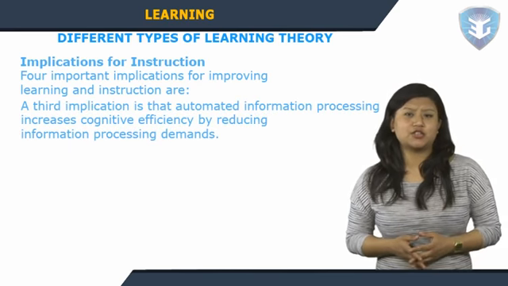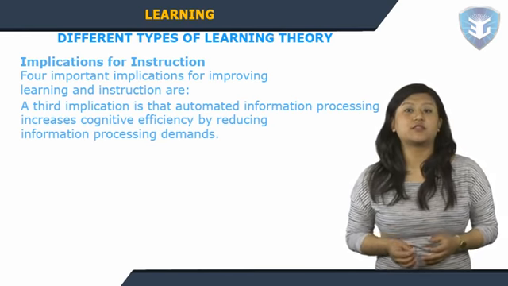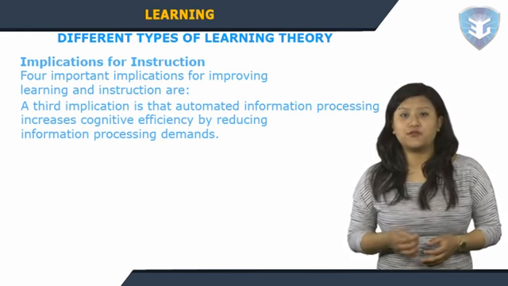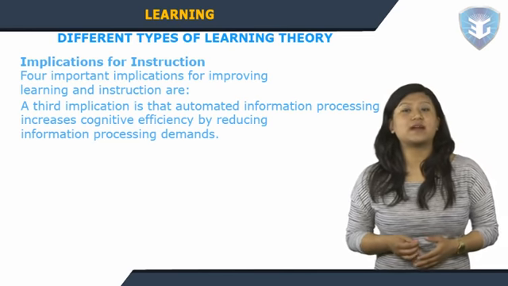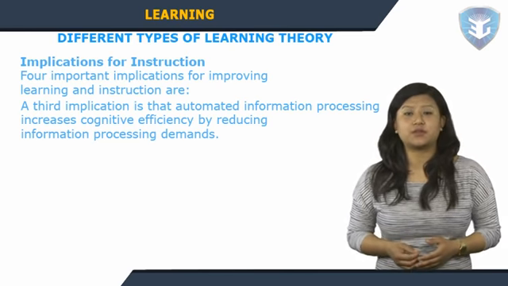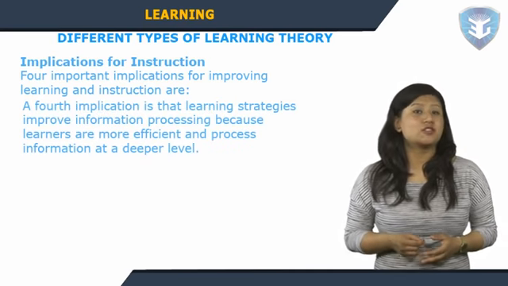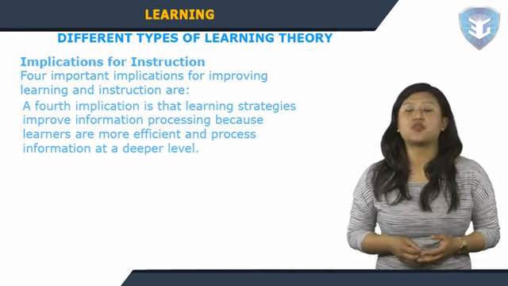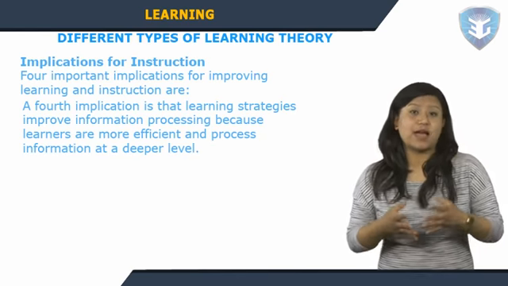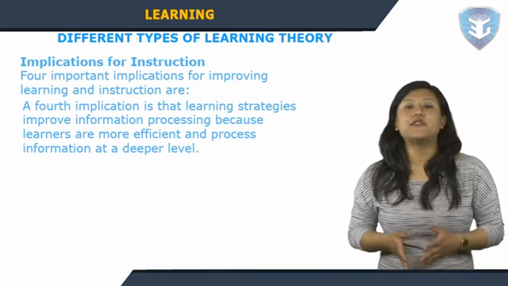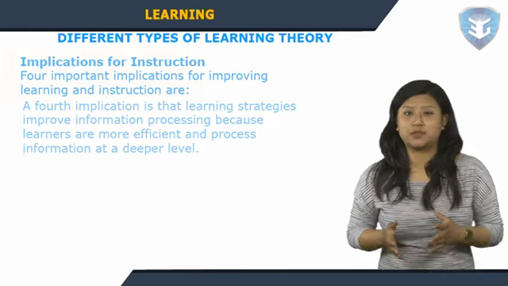A third implication is that automated information processing increases cognitive efficiency by reducing the information processing demands. As discussed, automaticity is an important aspect of effective learning for two reasons. A fourth implication is that learning strategies improve information processing because learners are more efficient and process information at a deeper level. All effective learners draw from a repertoire of learning strategies in a flexible manner.